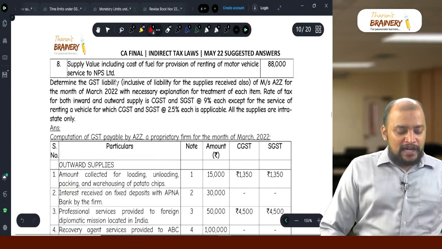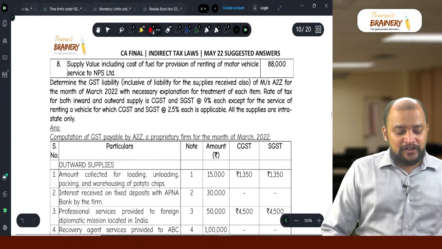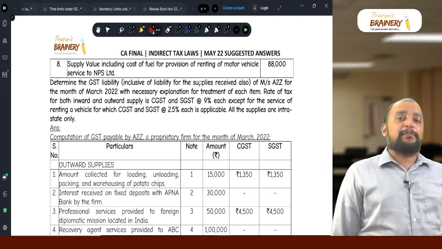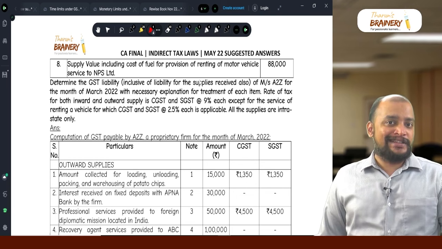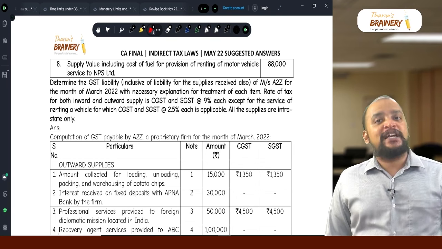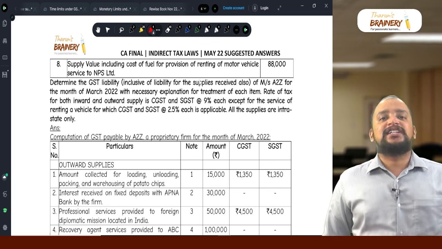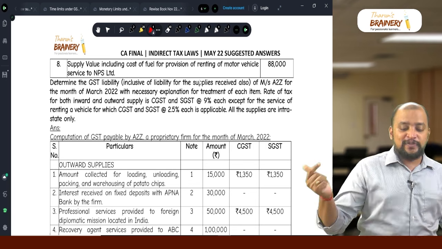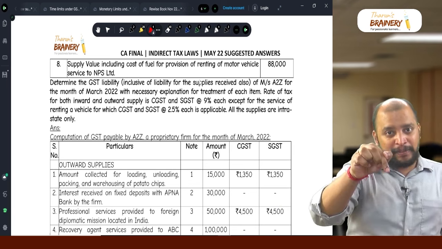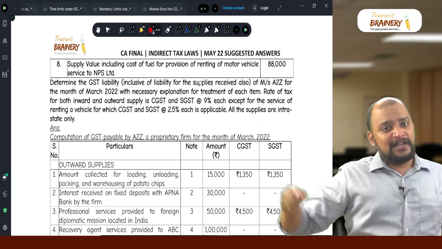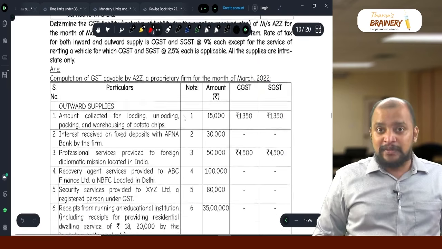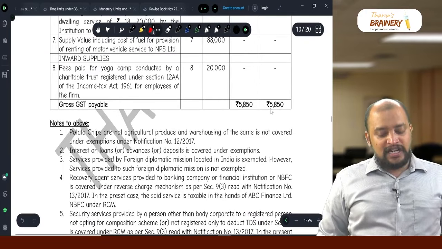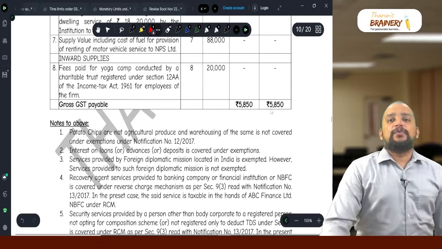Then supply value including cost of fuel for provision of renting of motor vehicle service to NPS Limited. So the rate of GST is 5%. First, supplier should be other than body corporate. Yes, A to Z is other than body corporate. Recipient is body corporate, NPS Limited, body corporate. Rate of GST 5%. So it is taxable under RCM, where NPS Limited is required to pay GST under RCM, which means that it will not be taxable in the hands of the supplier. So A to Z, it will be taxable in the hands of recipient NPS Limited. So which means again there is no liability. So therefore the gross GST payable will be 5,850, but you will get the full marks.